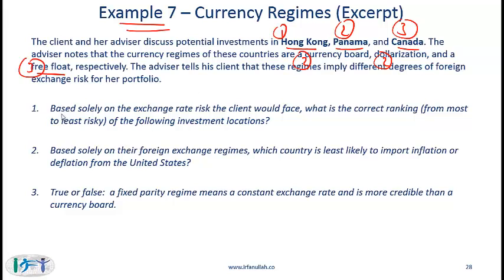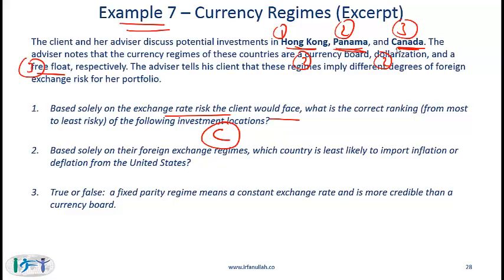And then let's look at these comments or these questions. Based solely on the exchange rate risk the client would face, what is the correct ranking from most to least risky of the following investment locations? And those are the 3 locations. From an exchange rate risk perspective, for a US based client, Canada would be the most risky because Canada follows a free float system. So the exchange rate between the Canadian dollar and the US dollar is likely to fluctuate more than the exchange rate between the US dollar and these currencies.